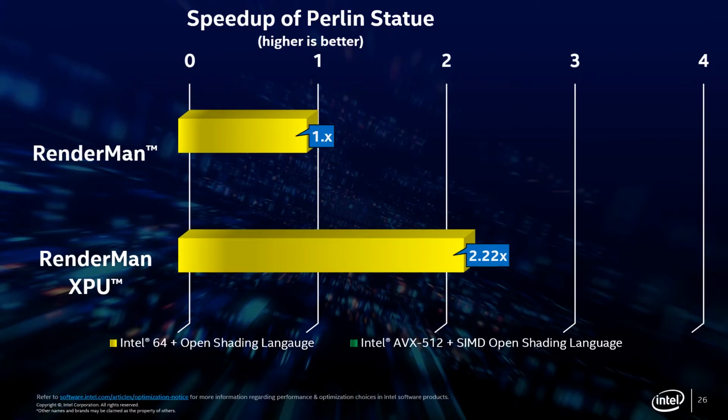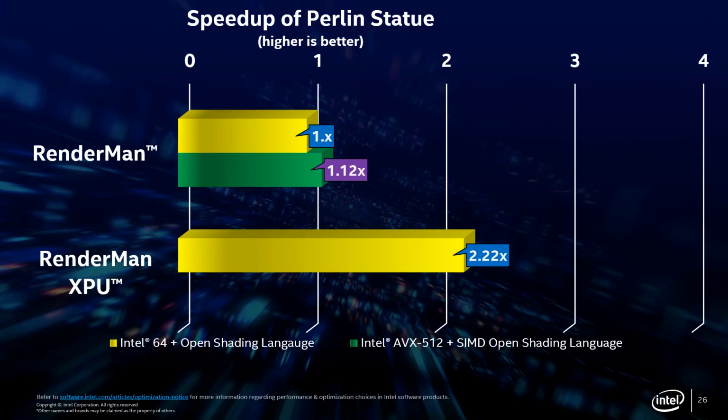Now, if we target AVX-512 by enabling the SIMD version of the Open Shading Language, we observe only a modest speedup in RenderMan RIS. Despite really good scaling of 2.3x within the shading system itself, it only accounted for 36% of the overall time.